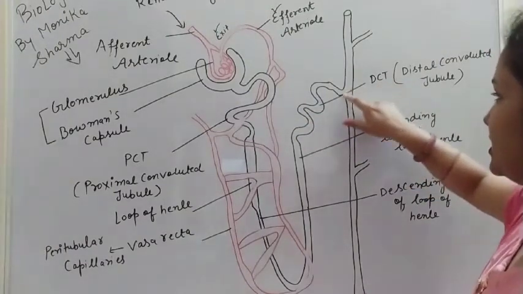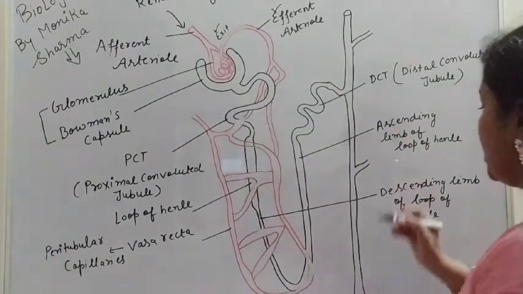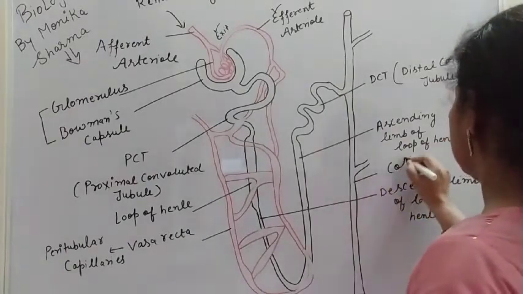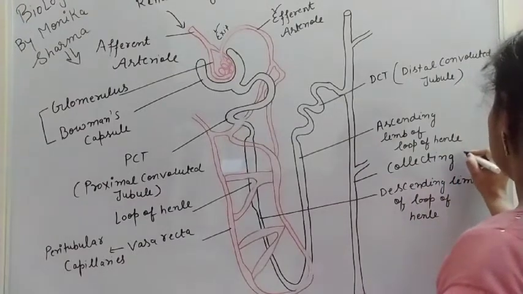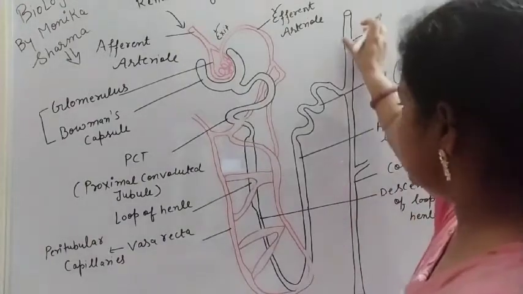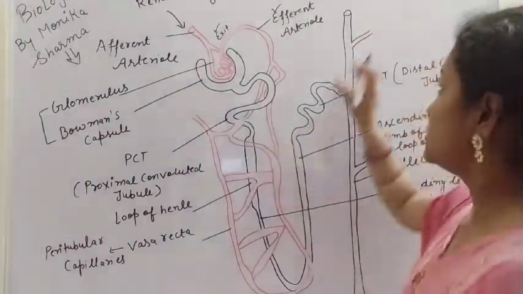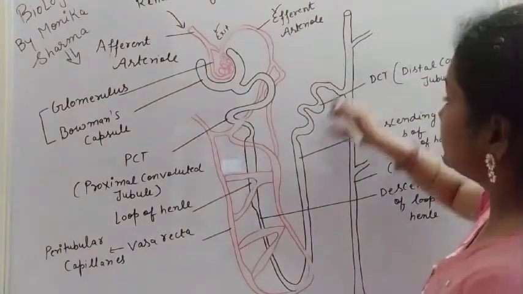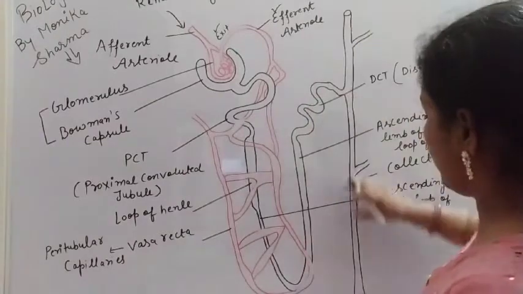Then this DCT opens into a common duct, and that common duct is the collecting duct. And you have to remember this thing. This collecting duct is not only for one nephron. Other DCTs, other nephron DCTs also open into this common collecting duct.